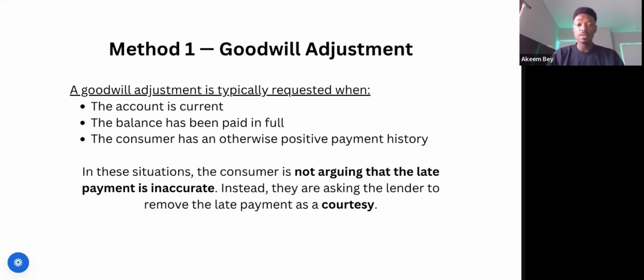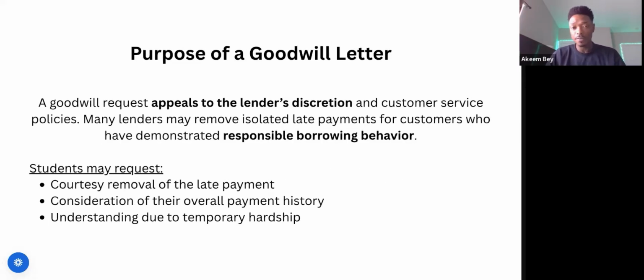In these situations, the consumer is not arguing that the late payment is inaccurate. Instead, what you're asking for is for the lender to remove the late payment as what's called a courtesy. Now, they're not required to do this, so I don't want you guys confused, expecting that you're required under some part of the FCRA or something like that. It's a courtesy, and they're going to use discretion based on your history with them.